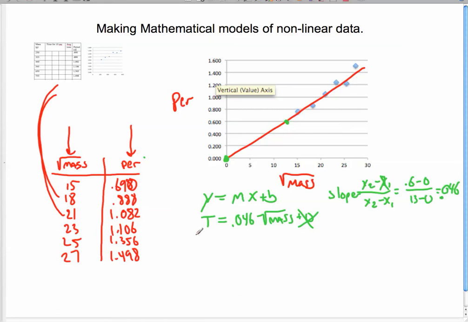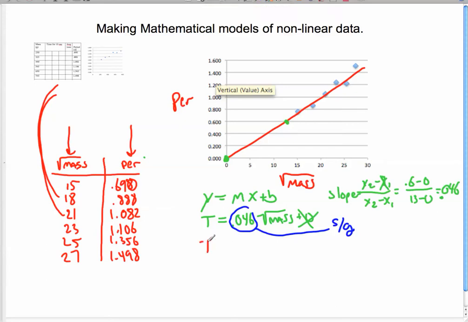Now let's go ahead and use this to make a prediction about what the mass would be for a given period. Actually, let me first mention that this number here, the slope, sort of represents the number of seconds you get for each gram of additional mass. But let's go ahead and try to use this to make a prediction.